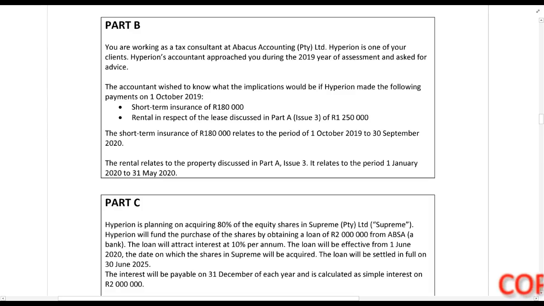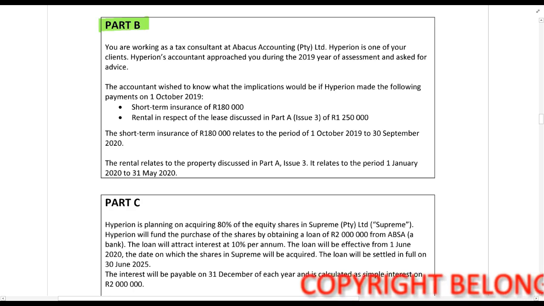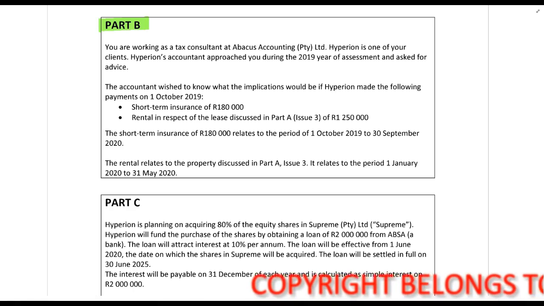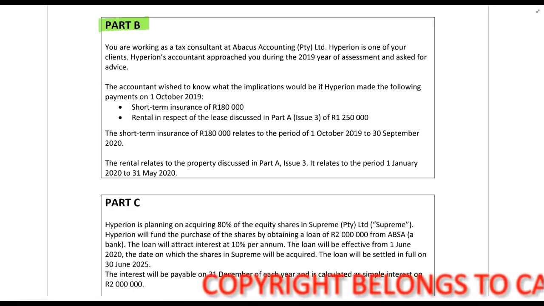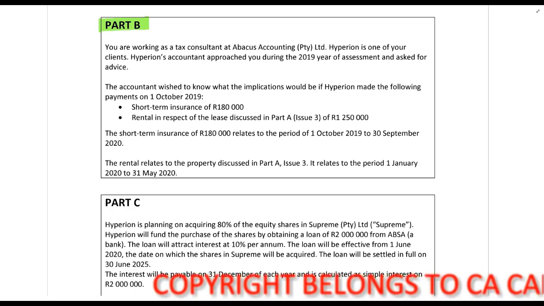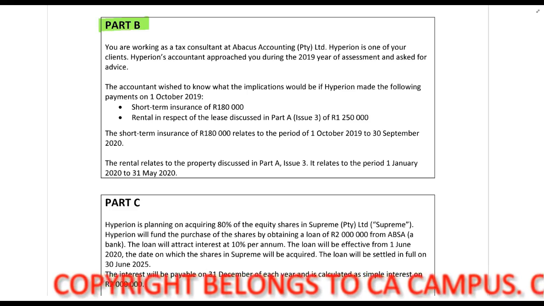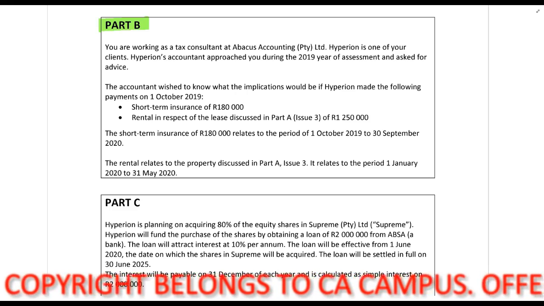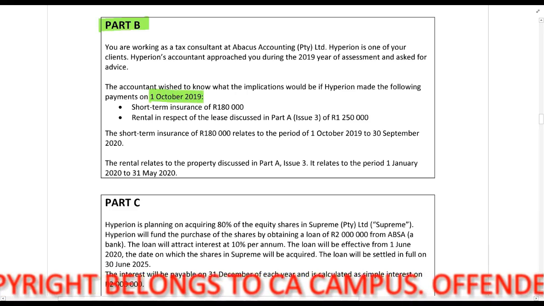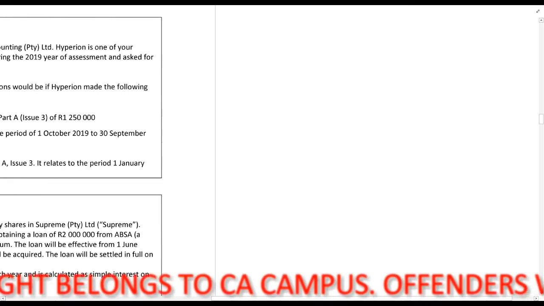You are working as a tax consultant at Abacus Accounting Pty Limited in Part B. Hyperion is one of your clients. Hyperion's accountant approached you during the 2019 year of assessment and asked for advice. The accountant wished to know what the implications would be if Hyperion made the following payments on the 1st of October 2019.